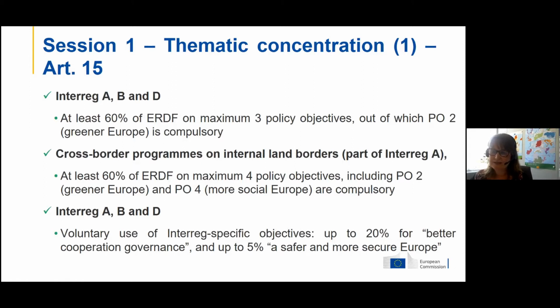In addition, as we heard for Parliament, they were very much pushing also to have the PO for the more social Europe as an obligation for the program. And in the end, the compromise proposal was that for the internal land border programs, so the Strand A programs and the internal borders, they are required to focus 60% of the ERDF funding on maximum 4 policy objectives. And for those programs, both policy objective 2, so the greener Europe, and policy objective 4, more social Europe, are compulsory.